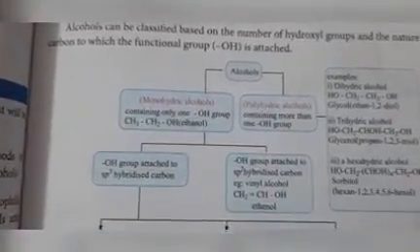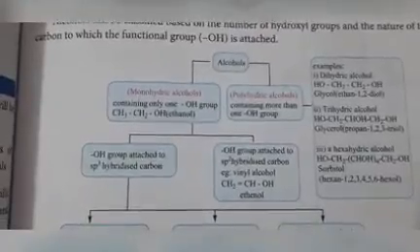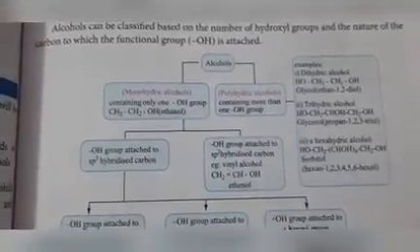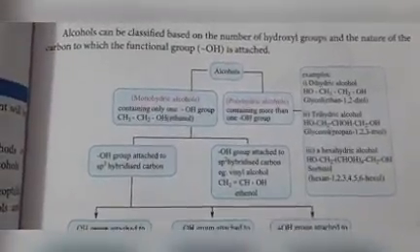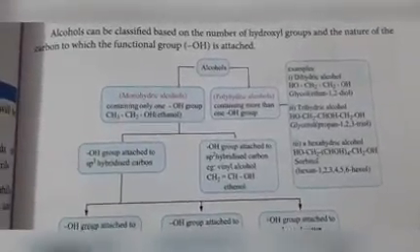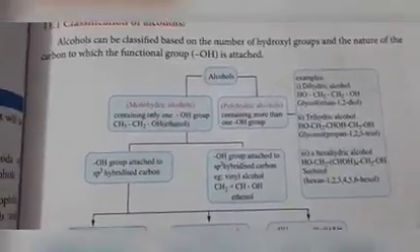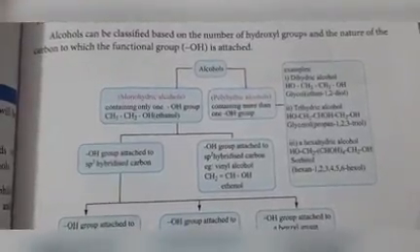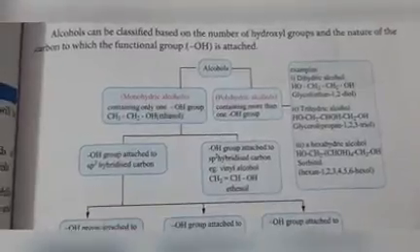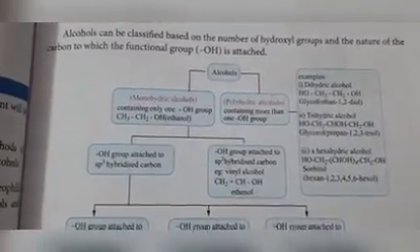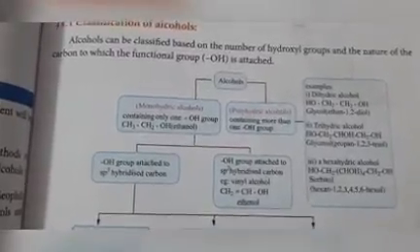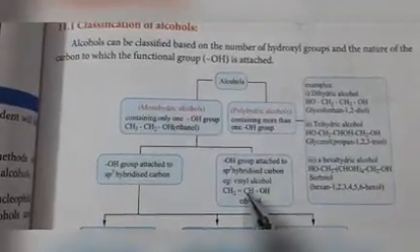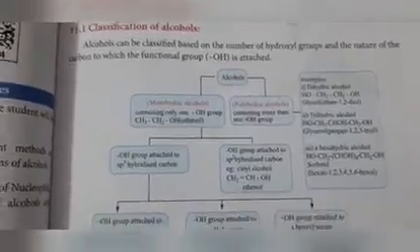Monohydric alcohol is further classified into two. The OH group is attached to the sp3 hybridized carbon, or the OH group is attached to the sp2 hybridized carbon. sp3 means single bond, sp2 means double bond, sp means triple bond. So if OH is attached to a single bond carbon, that is called sp3 hybridized carbon. If the OH group is attached to an sp2 hybridized carbon, that is a double bond carbon. Here OH is attached to a double bond carbon, so this is an sp2 carbon. If a single bond is present, that is an sp3 hybridized carbon.